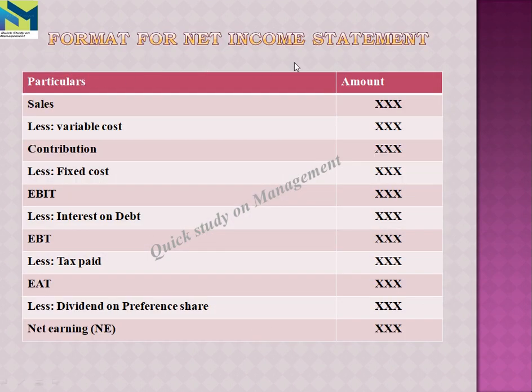And next, we have the format for calculating the net income statement. First, we have sales, and then we subtract the variable cost from the sales. Then we get the value of contribution, and we subtract the fixed cost. Then we get the value of EBIT. Then we subtract the interest on debentures. Then we get the value of EBT. Then we apply the taxation percentage. Then we get the value of earnings after taxation. And again we subtract the dividend on preference shares, then we get the net earnings of the organization.